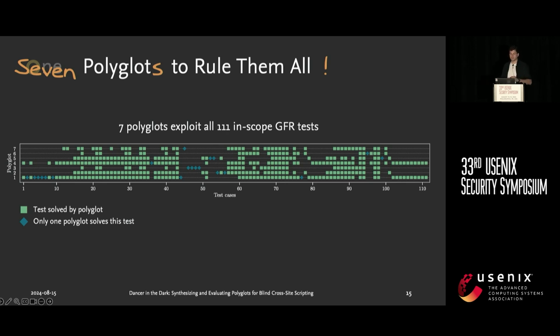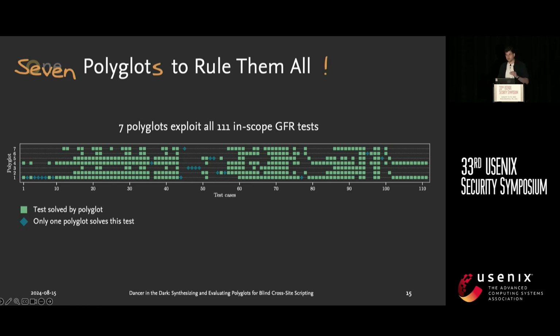So let's look at the graph for a bit. On the y-axis, you have our 7 polyglots, and on the x-axis, you have the 111 test cases. Whenever a polyglot is able to exploit the test case, there's a square, and special emphasis on the blue diamond, which indicates that this polyglot is the only one in the set that can solve this specific test. So, of course, each polyglot needs to have at least 1 diamond, otherwise it makes no sense for it to be in the minimal set, right?